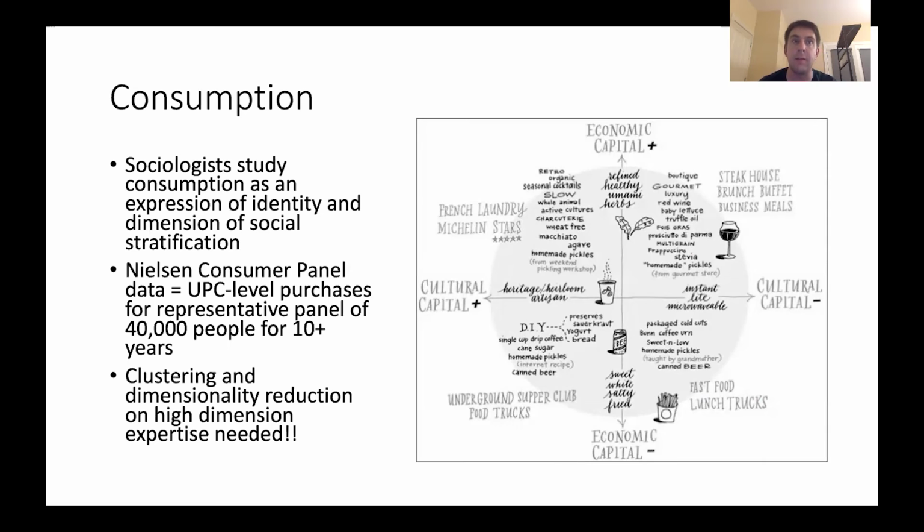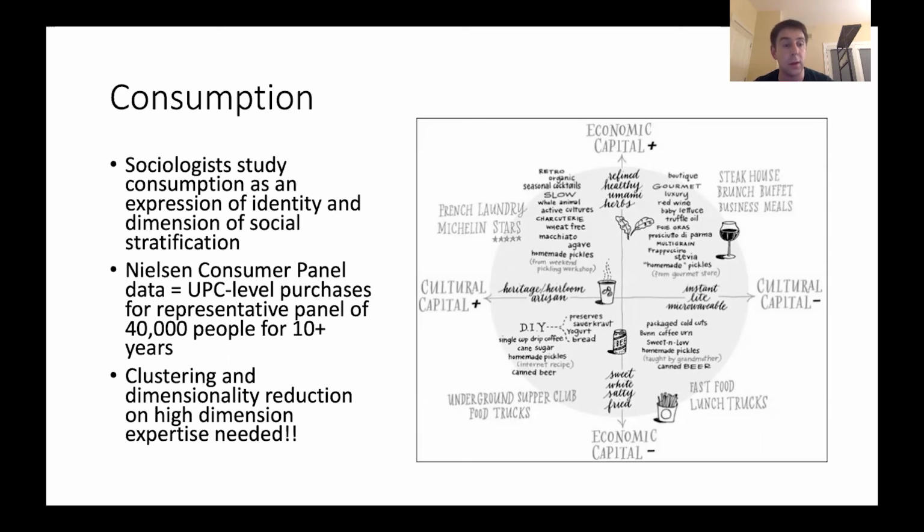It's at the UPC level, so individual barcodes, and it has a representative sample of about 40,000 people for more than a decade. We've been looking at patterns in this data in terms of who buys what kinds of products and what sort of commonalities emerge.